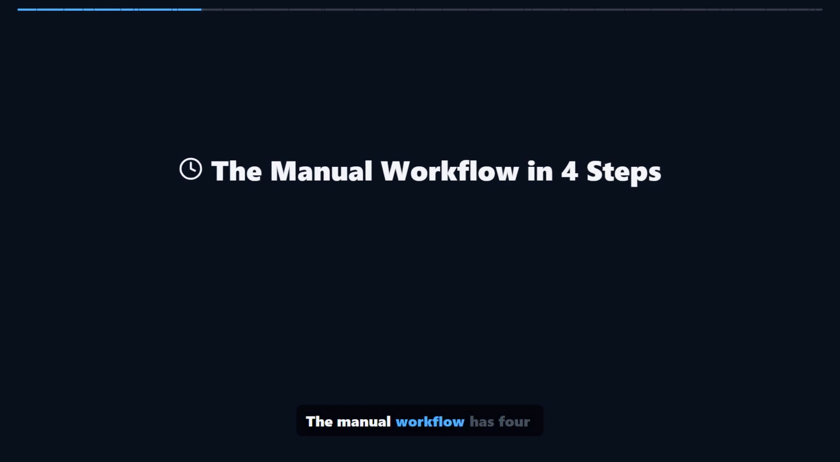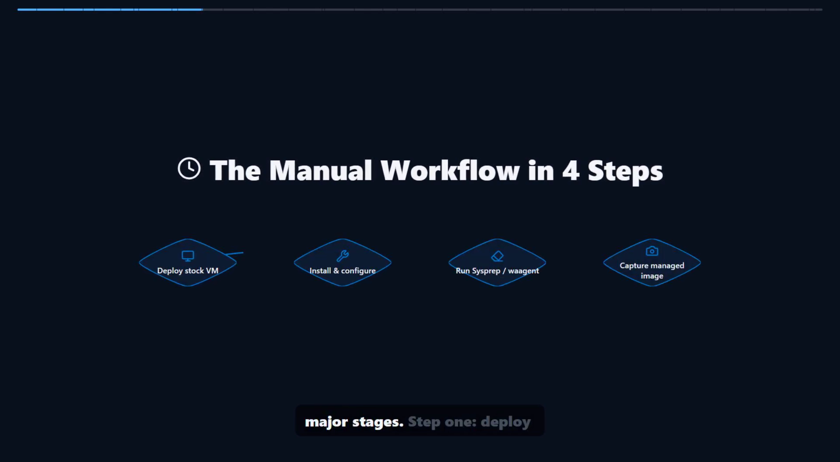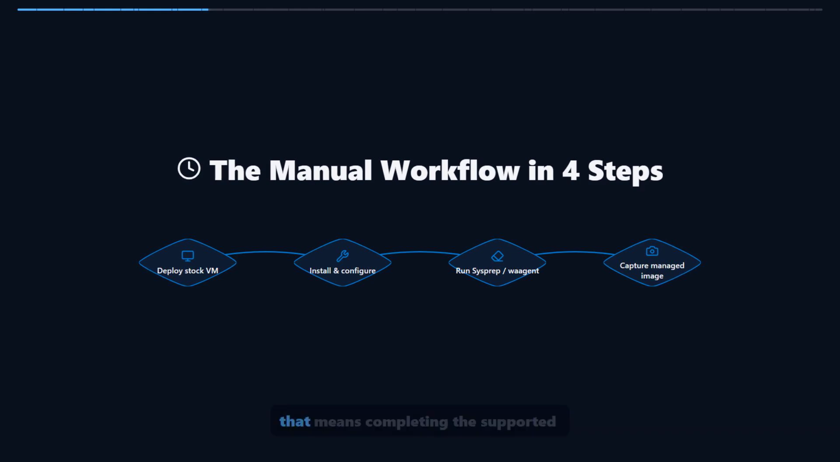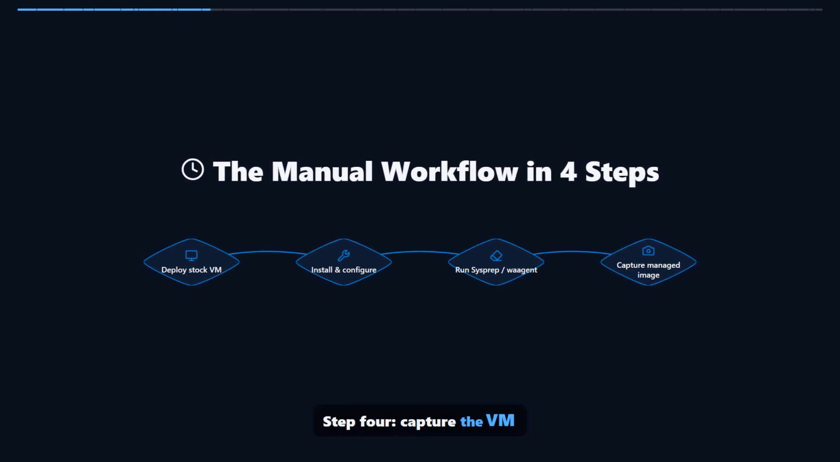The manual workflow has 4 major stages. Step 1. Deploy a base virtual machine. Step 2. Connect to it and manually install applications, agents, updates, and configuration settings. Step 3. Prepare the operating system for capture. For a generalized image, that means completing the supported Windows or Linux generalization process. Step 4. Capture the VM as a managed image or export its disks for another distribution process.